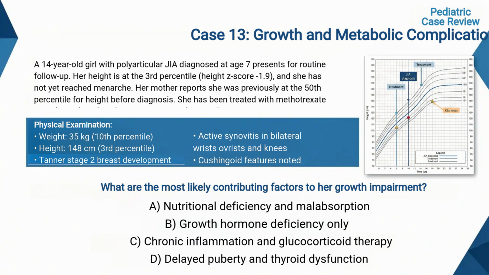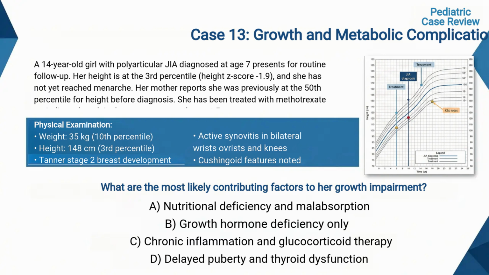Case 13. A 14-year-old girl with polyarticular juvenile idiopathic arthritis diagnosed at age 7 presents for routine follow-up. Her height is at the 3rd percentile with a height z-score of -1.9, and she has not yet reached menarche. Her mother reports she was previously at the 50th percentile for height before diagnosis. She has been treated with methotrexate and periodic oral prednisolone courses over the past 5 years. Physical examination shows weight 35 kilograms at the 10th percentile, height 148 centimeters at the 3rd percentile, Tanner stage 2 breast development, active synovitis in bilateral wrists and knees, and Cushingoid features.